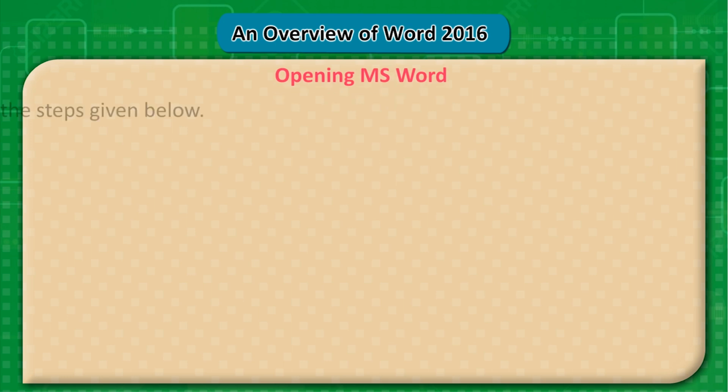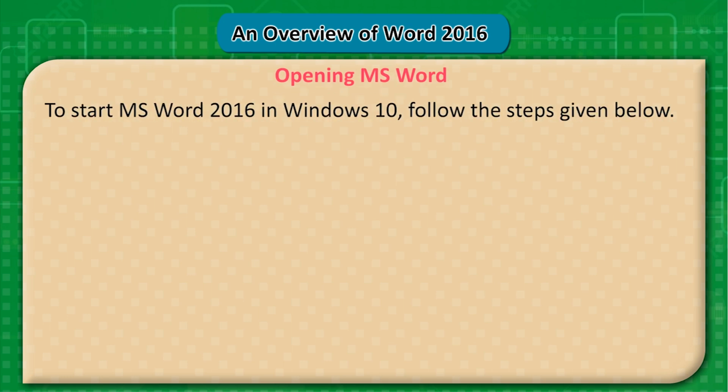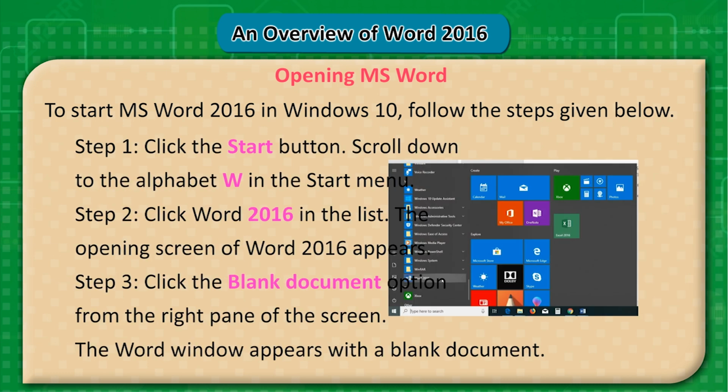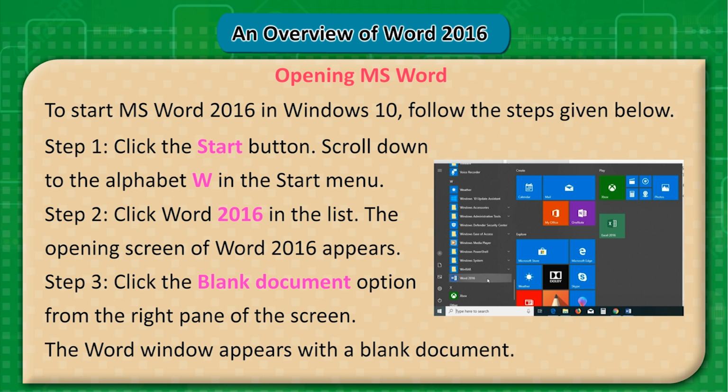Opening MS Word. To start MS Word 2016 in Windows 10, follow the steps given below. Step 1. Click the Start button. Scroll down to the alphabet W in the Start menu. Step 2. Click Word 2016 in the list. The opening screen of Word 2016 appears. Step 3. Click the blank document option from the right pane of the screen. The Word window appears with a blank document.